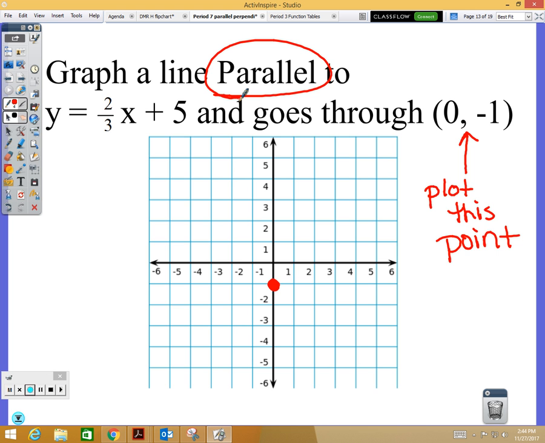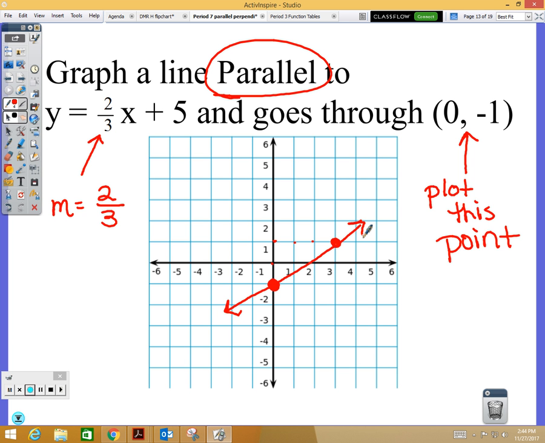So since it's parallel, I'm looking at the slope, and I want to use that exact slope. So my y-intercept is my starting point, not the origin, the y-intercept is. And now I'm using the slope of 2/3. So up 2, right 3, and there would be my line that would be parallel to this equation. Make sense?